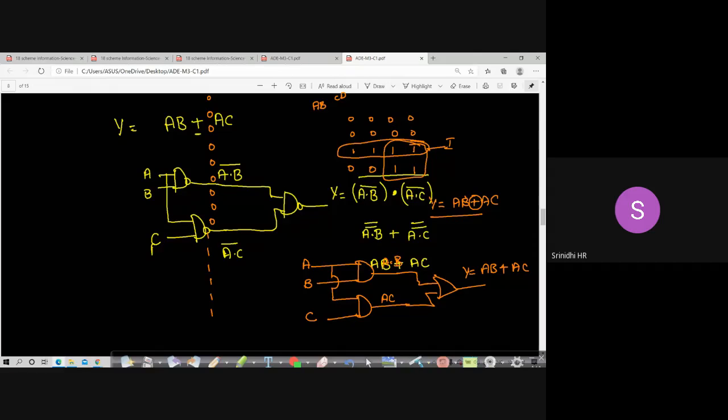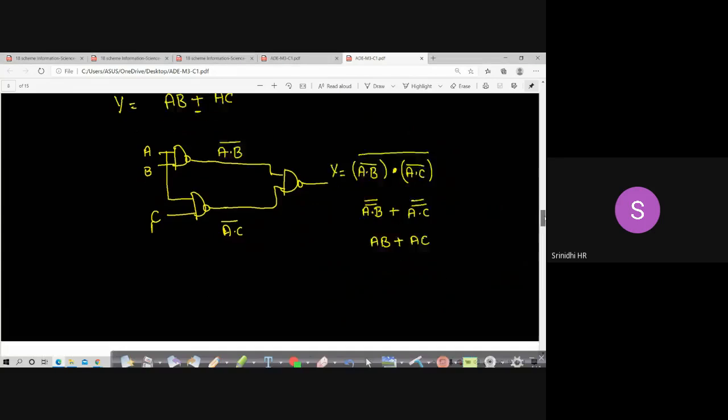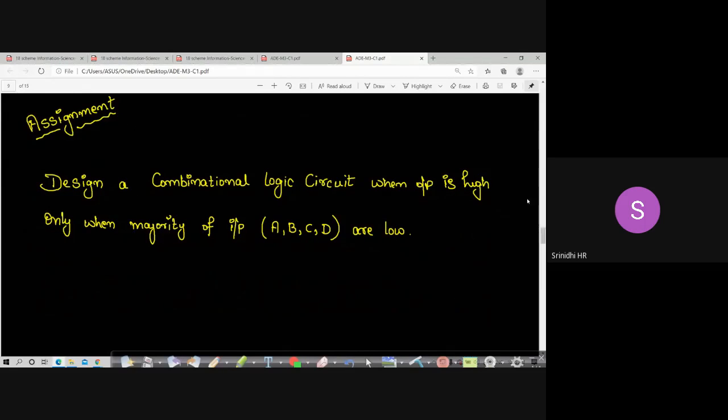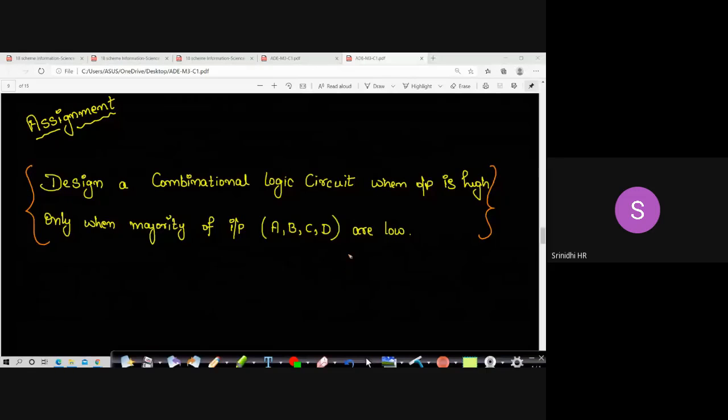Now take down the assignment. This is one of the assignments for today's class. Design a combinational logic circuit whose output is high only when the majority of the inputs A, B, C, D are low. This is your question. Please consider this as your assignment. I'll tell you how to submit your assignment at the end of this class. Did you finish copying down the question?